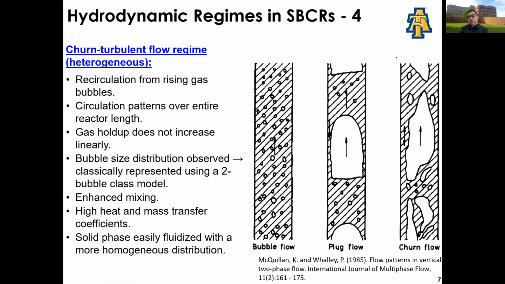In the churn turbulent flow regime, I have enhanced mixing. I have very high heat and mass transfer coefficients. And the solid phase can be easily fluidized. Okay, so we already know the existence of these flow regimes. However, at what points do we transition from one regime to the other, right?